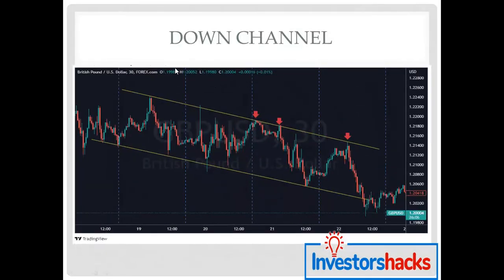Then we have a down channel. In a down channel, you can see these two trend lines are parallel to each other. And we said in a down channel, we are looking to sell when the price bounces off from the upper trend line. So we need this point and this point, the first point and the second point, and we extend the line. And then the first point and the second point, we extend this lower line. And this will now form our channel.